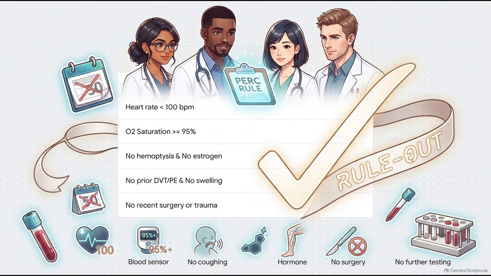Now, for those patients who fall into that low clinical probability bucket, we have an incredibly elegant tool at our disposal, the PERC rule. If your patient meets all 8 of these rule-out criteria, things like being under 50, a heart rate under 100, and oxygen saturation above 94%, you can confidently rule out a PE without a single blood draw. You're just done. No further testing required. It's a total game changer for efficiency.